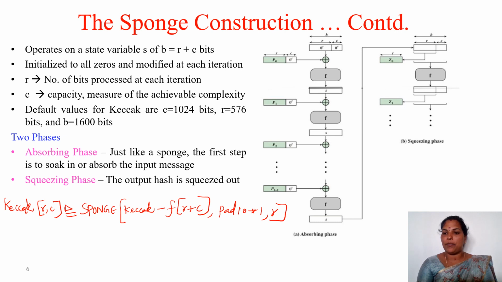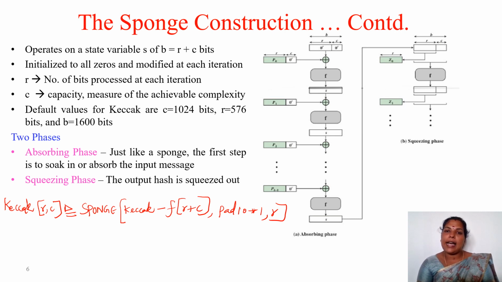In the previous slide we also saw that SHA-3 uses 1600 bits. So how does this 1600 come? The capacity c is 1024 bits and the bit rate r is 576 bits. If we add both, that forms a block, that is b equals 1600 bits. Here we have two phases: the absorbing phase and the squeezing phase. Just like a sponge, the first step is to soak in or absorb the input message, and in the squeezing phase the output hash is squeezed out.